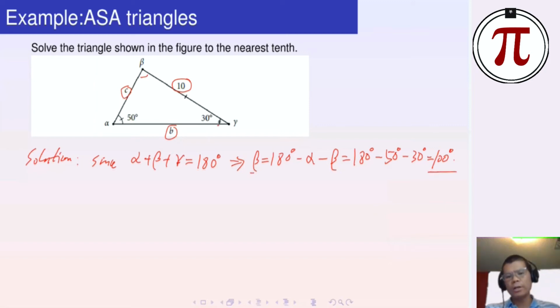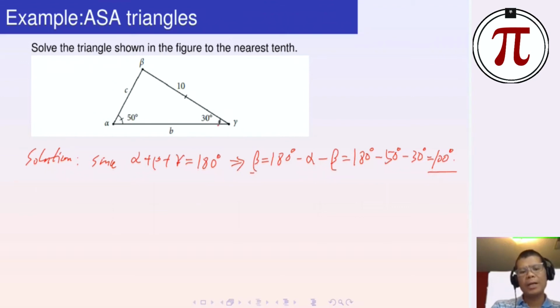All the angles are known now. We are still short of two sides, B and C. We just need B and C, and we are done with this triangle. Then we will know everything about this triangle, all three angles and all three sides. So how do we find B and C?